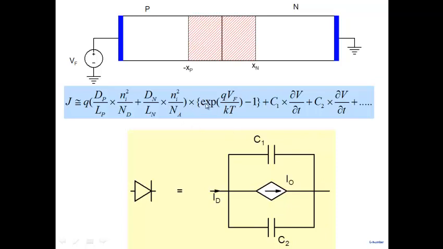Because the currents are adding up, that's why we put them in parallel. So I have I naught plus C1 dV by dt. So it's in parallel here. C2 dV by dt, so this is also in parallel here. If I have another capacitance C3, we would also put it in parallel.